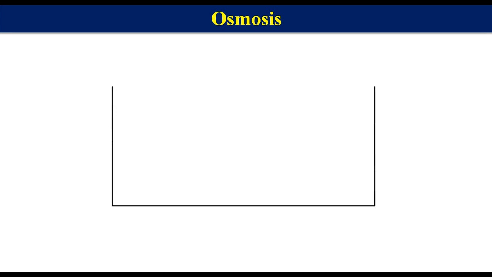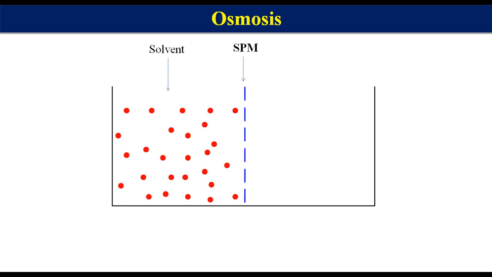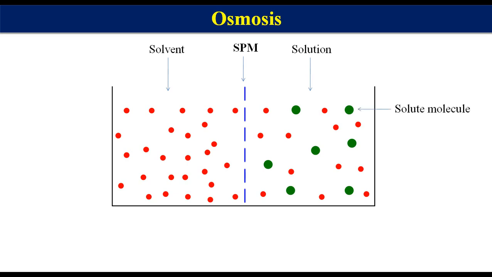Now come to the main topic, osmosis. To understand osmosis, let's have a container. Divide it into two parts by putting a semi-permeable membrane. In the left compartment, put solvent, and in the right compartment, put a solution having the same solvent. Here, big spheres represent solute molecules, while small spheres represent solvent molecules.